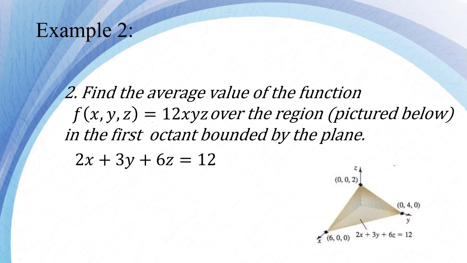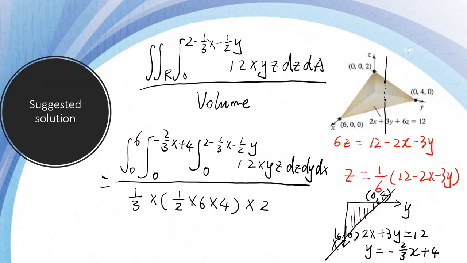So that's the second example. Now we have the function f of xyz equal to 12xyz, and we want to find the average value of that function over the solid region in this picture. So we need to set up a triple integral. We would like to slice with respect to z first. We draw a line straight down through the region. No matter where the line is positioned, this is the surface on the top of the region. So the plane is 2x plus 3y plus 6z equals 12.